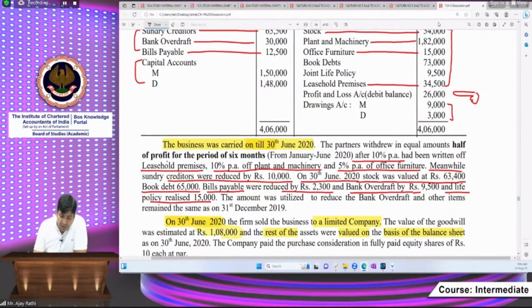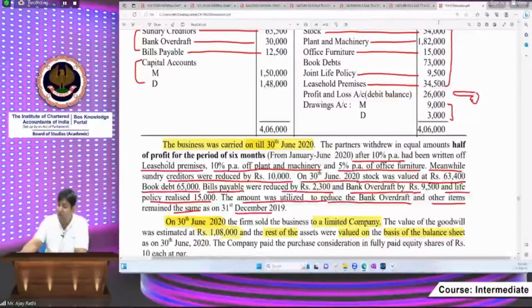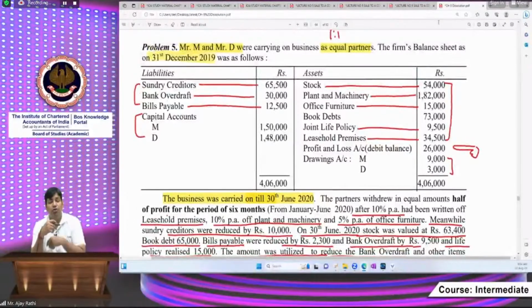Beta, tick the life policy also, since you have realized that, so there is no balancing figure in the balance sheet. Anyways, the amount has also been given in the question. If the question had not given it, we would still do the same to reduce the bank overdraft. The question says the rest of the items are the same as at 30th December 2019. Now check which figures you have not ticked. Those have the same balance.